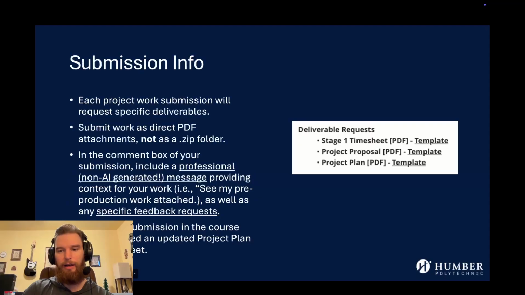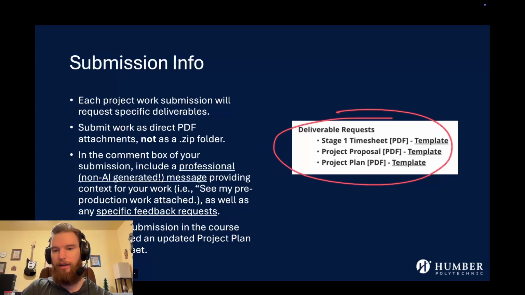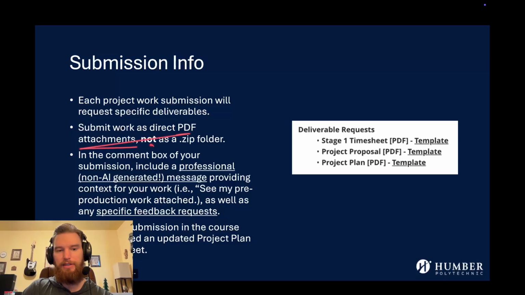Submission info, just like last time, each project work submission will request specific deliverables, right? Like here for stage 1, you'll be asked to create a timesheet, proposal, and plan. Submit as direct PDF attachments, please, not as a zip folder. Having it as direct PDF attachments makes it much easier for me to evaluate on Blackboard. In the comment box to your submission, please include a professional, non-AI generated message providing context for your work. So, see my pre-production work attached, as well as any specific feedback requests, right? Again, there's a lot of projects, a lot of different work coming in. So if you would like specific feedback on anything, just add it in that comment box.